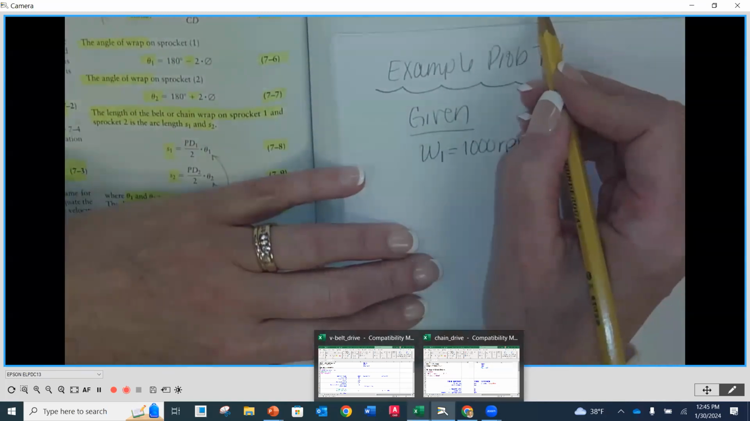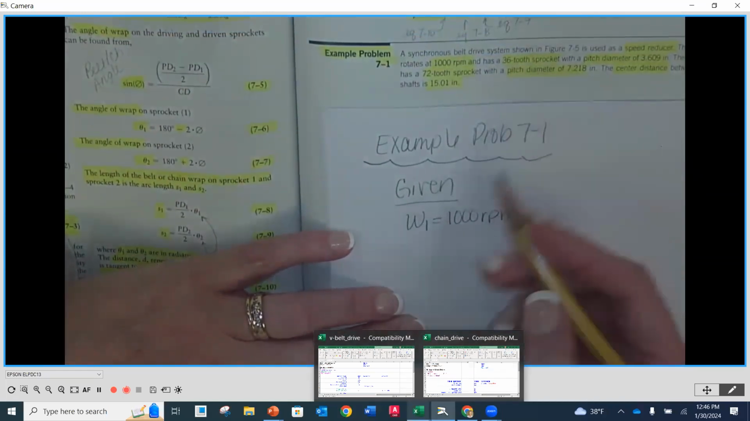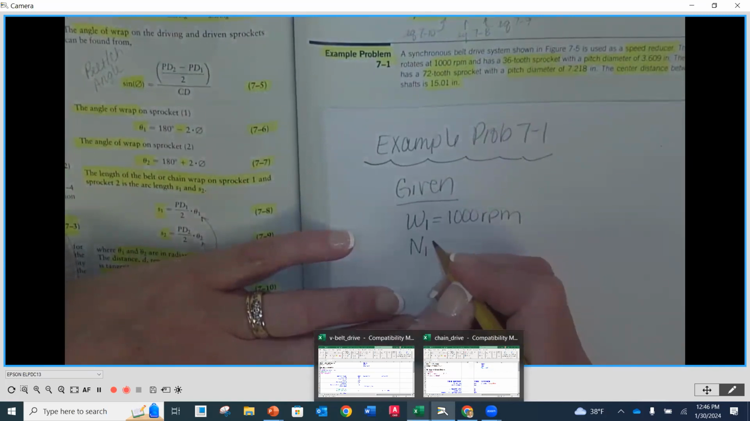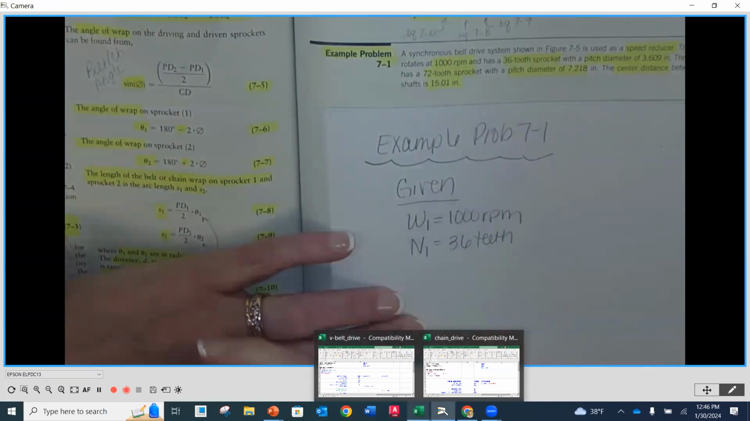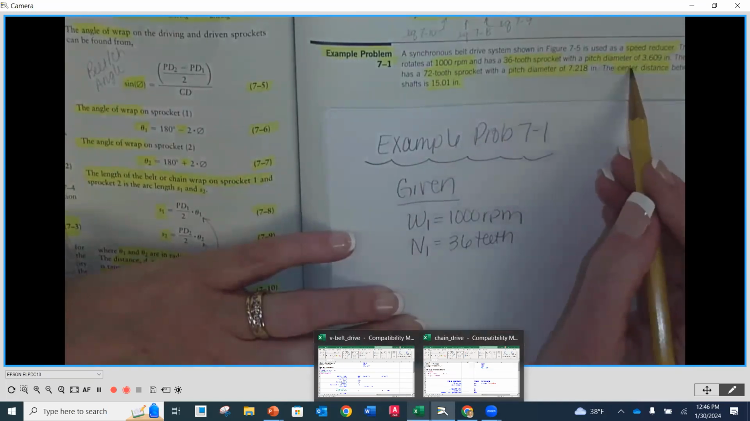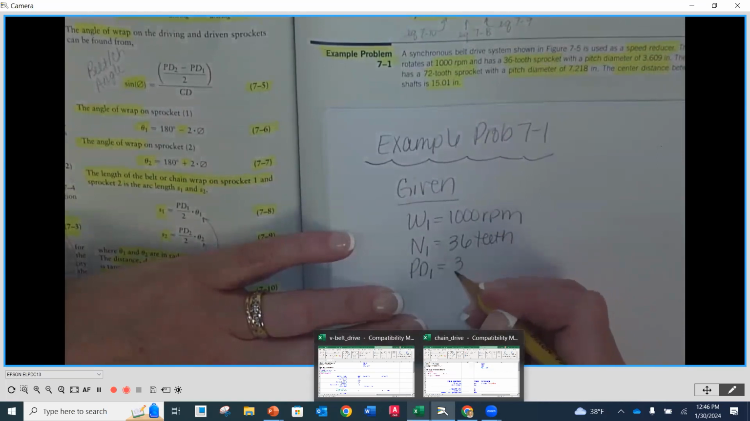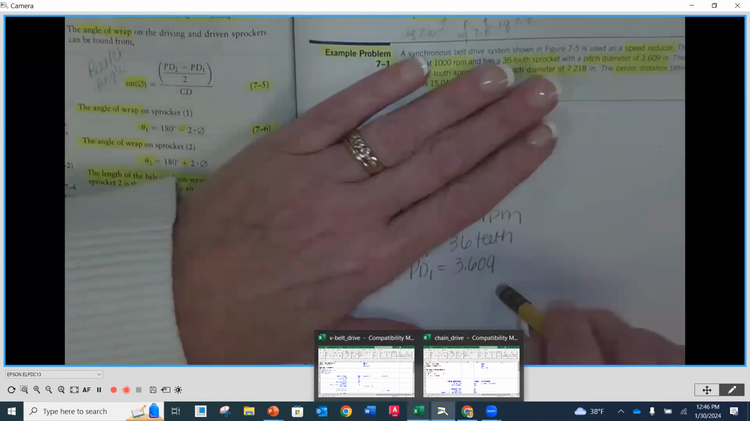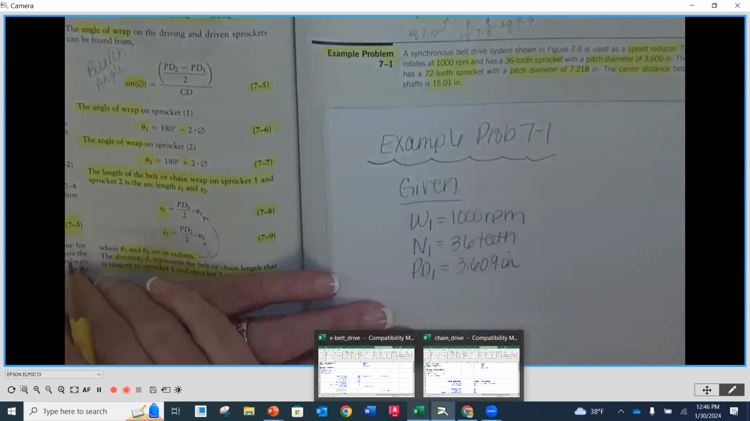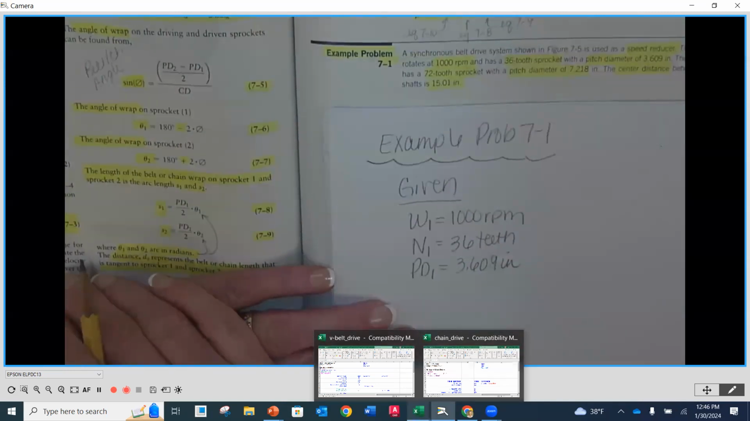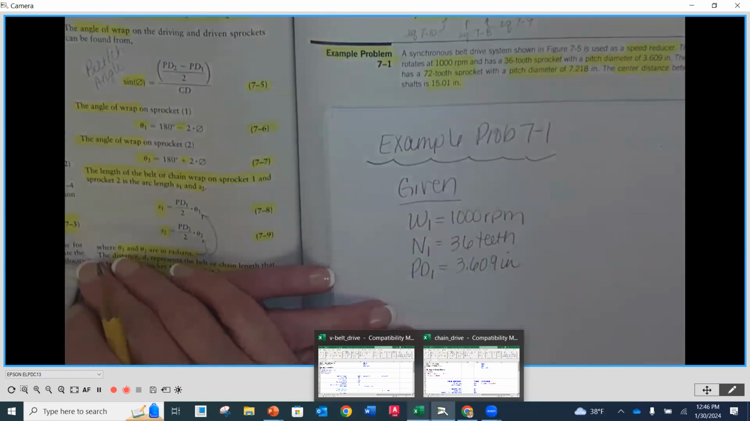We know that the number of teeth, I'm going to kind of pull this down, maybe we can see at the same time. The number of teeth on that sprocket, we're going to call this N1, is equal to 36 teeth. Okay. And then the pitch diameter of that same sprocket, PD1, is 3.6099 inches. Okay. You always want to list your given information.